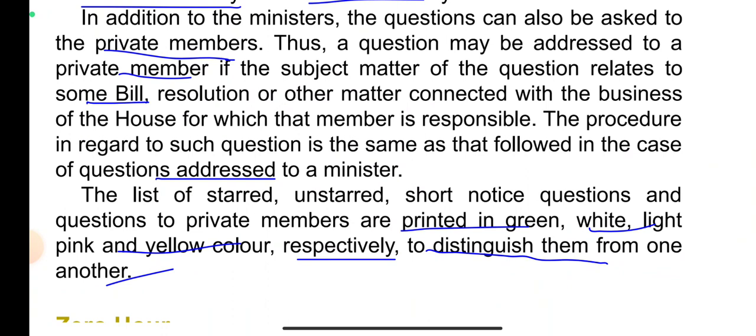In addition to the ministers, the question can also be asked to the private members. Thus, a question may be addressed to a private member if the subject matter of the question relates to some bill, resolution, or other matter connected with the business of the House for which that member is responsible. The procedure in regard to such question is the same as that followed in the case of questions addressed to a minister. The lists of starred, unstarred, short notice questions and questions to private members are printed in green, white, light pink and yellow color respectively to distinguish them from one another.